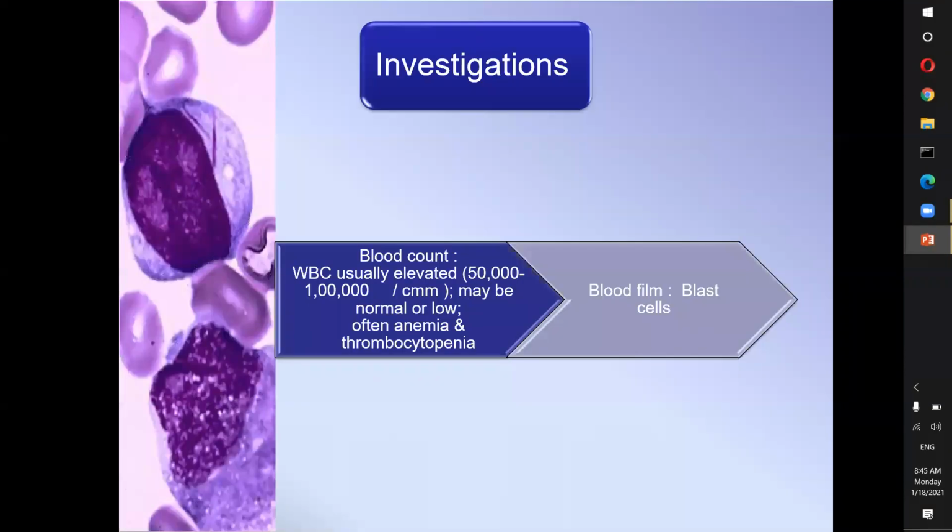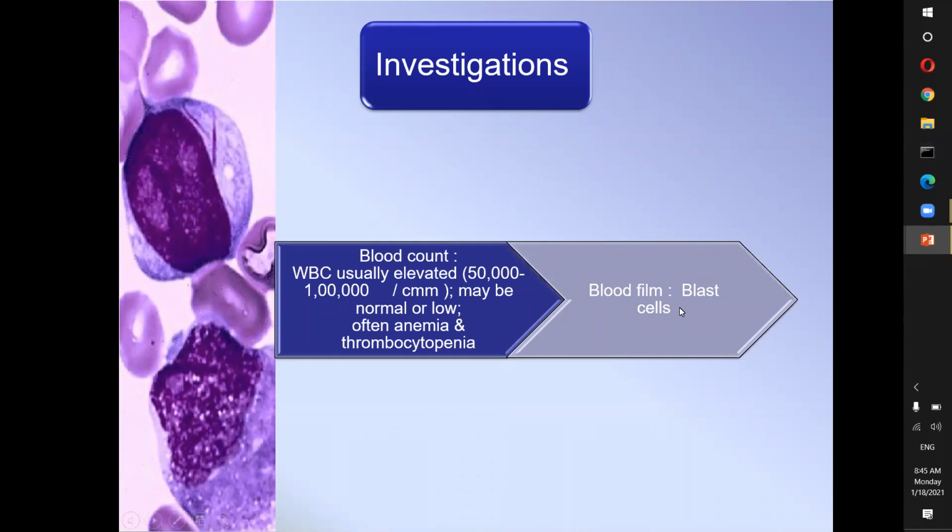Investigation. How do I investigate those patients with suspected acute leukemia? Usually with elevated white BC reaching above 15, up to 100,000 or more. Or white BC may be normal or even low, with anemia and erythrocytopenia. The blood film is the most important tool to diagnose acute leukemia.